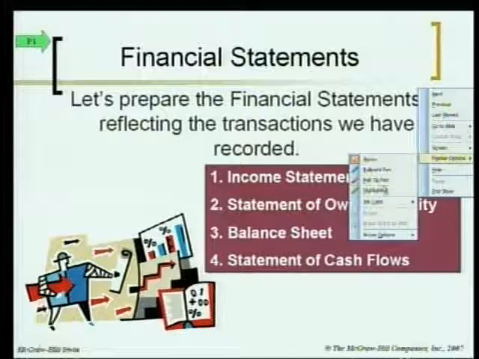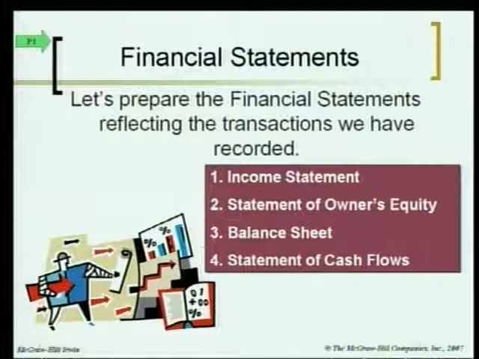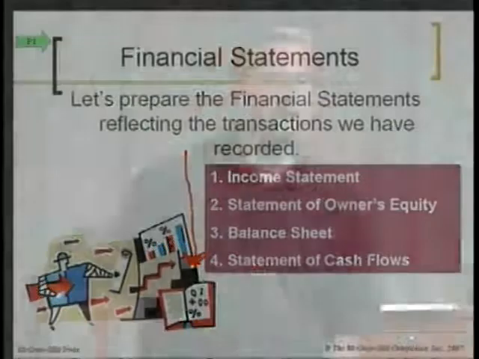Okay? This is not only the 4 statements that we prepare, but this is the order that you prepare them in. Okay? So what I am saying is that you have to prepare the income statement before you prepare your statement of owner's equity. And you have to prepare your statement of owner's equity before you prepare your balance sheet. Does that make sense?